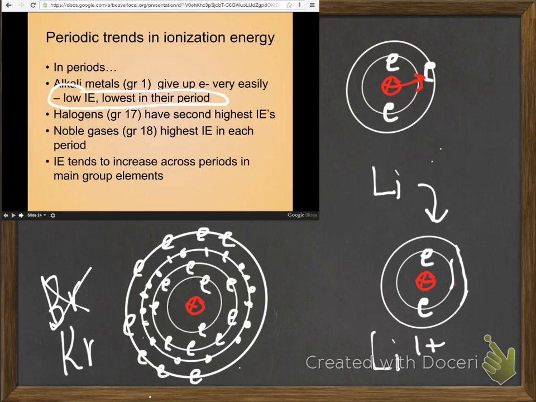Krypton is sitting on a lounger by the pool with a big pitcher of lemonade, just enjoying life with a good book. This is Krypton. Why would Krypton give up anything? Ever. Or take on anything for that matter. Krypton doesn't want to change anything. The noble gases have the highest ionization energy in every period.